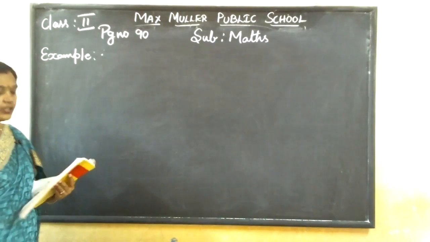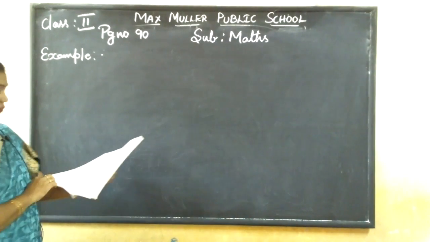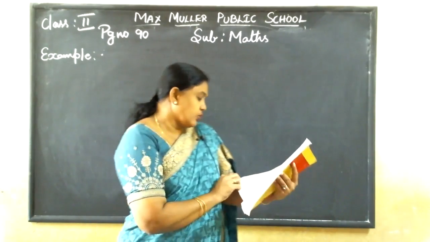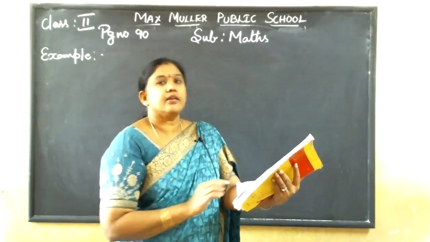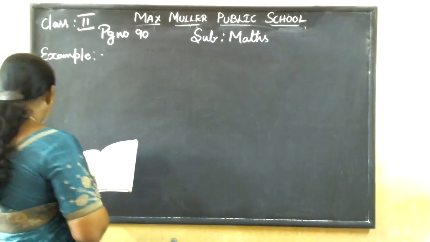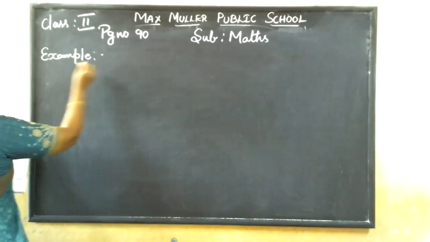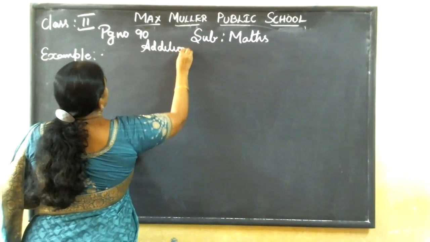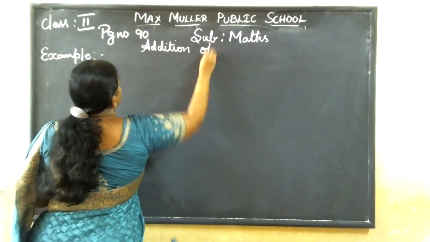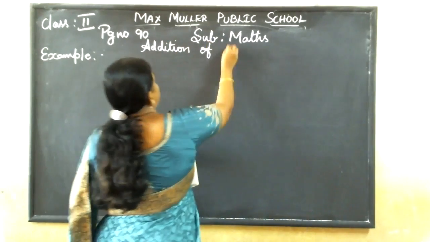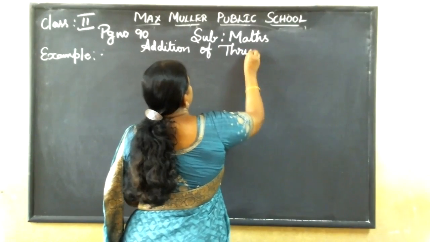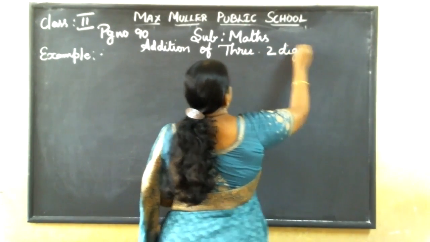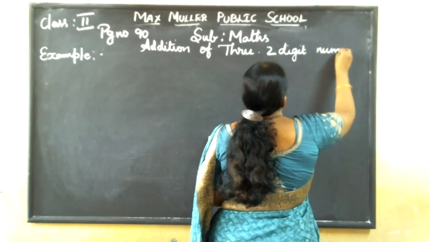Example sums, which you write, children. You want to write in the rough note, so take the rough note also. Take the textbook, open the textbook, and write in the rough note. Addition of 3 two-digit numbers.